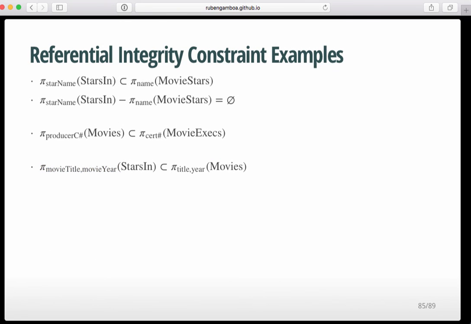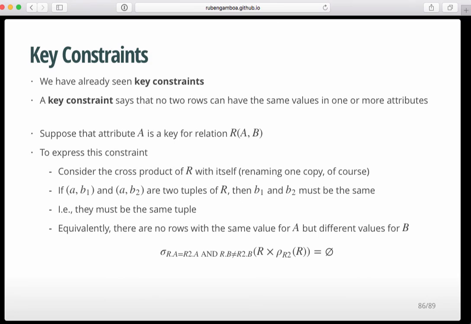Okay, so more examples. A star that stars in a movie must actually be a movie star. Okay. If a movie has some producer certificate number, that really needs to be the certificate number of some movie executive. Okay. And if there's a movie that has some stars in it, that movie better exist. That really should be a movie that came out in that year. Okay. So these are all called referential integrity.